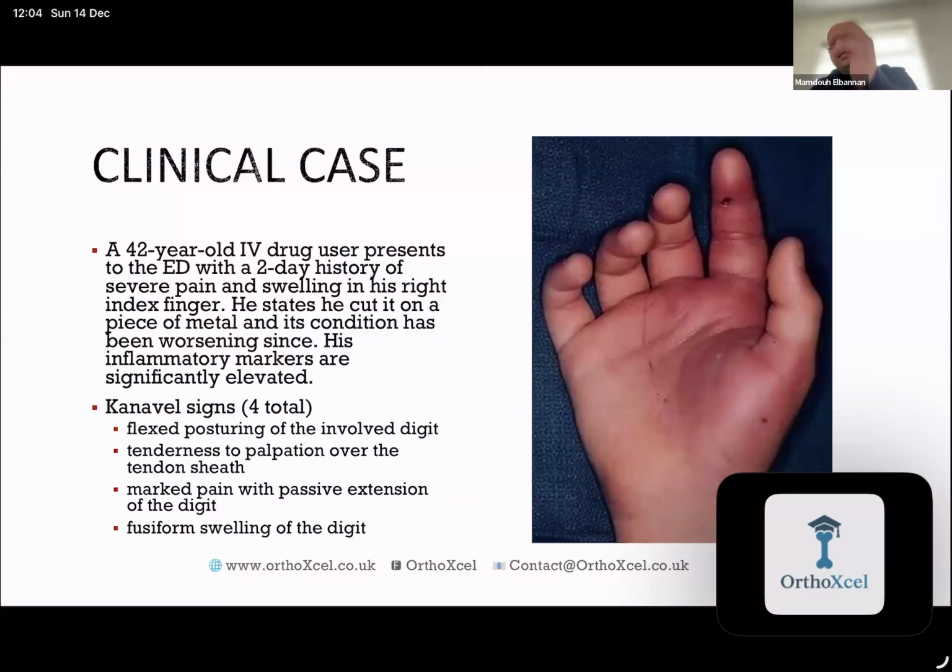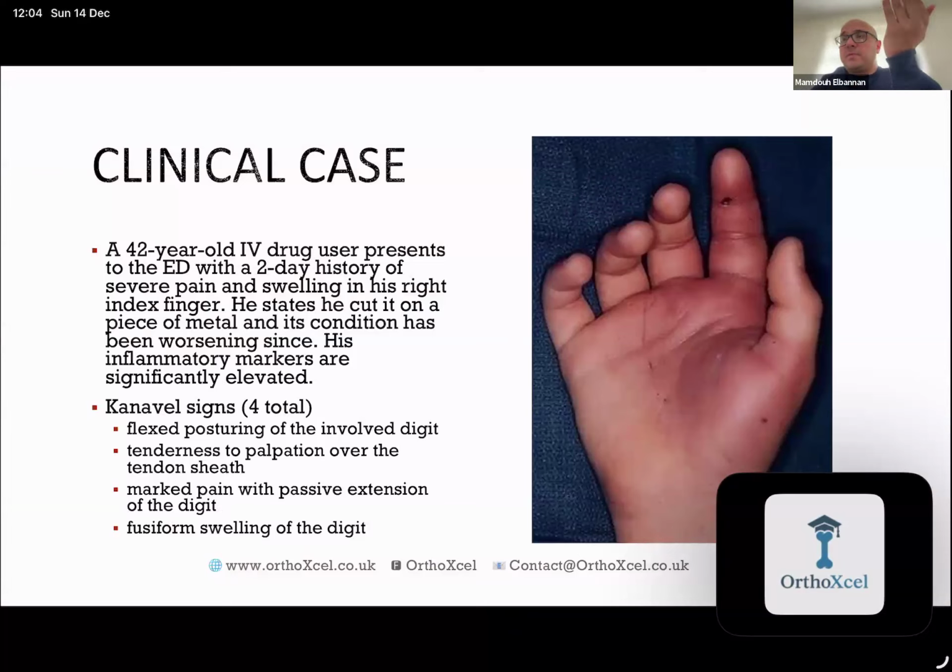Then it goes in the resting position, which is a flexion position. And if you palpate all the flexor tendons, they are in severe pain. And if you try to extend them, it's horrible pain. Based on these signs, this patient has signs of flexor sheath infection.